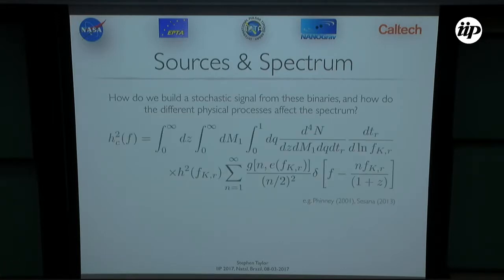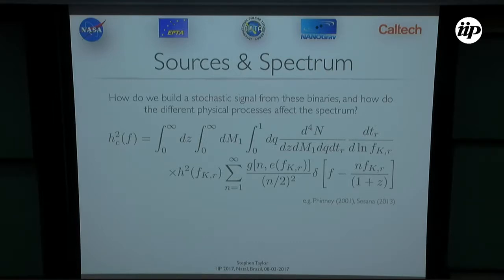So a little bit of math. This is the characteristic strain spectrum of gravitational waves as a function of frequency, as it's been built up from the entire population of binaries. So over here, you've got the strain squared of an individual binary, but because you're integrating over the entire universe and the entire population, you've got an integral over redshift, an integral over the mass of the primary in the system, and then over the mass ratio. So throughout the universe, you're going to have a distribution of the number of binaries in infinitesimal redshift, mass of the primary, the mass ratio, and then the typical time scale that they're merging over.